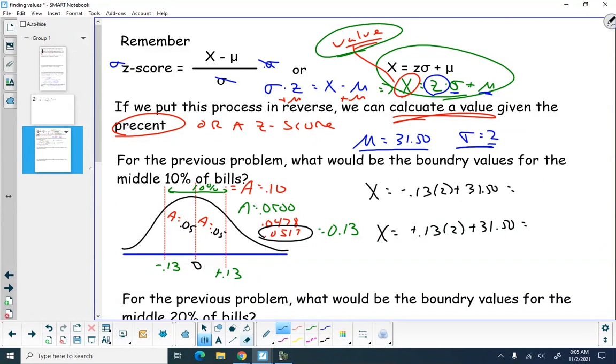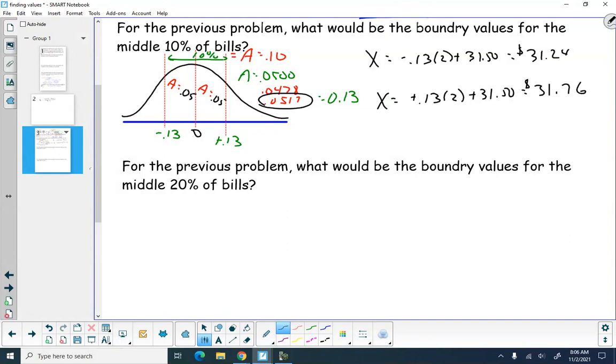Rachel, what do you get for your two values? $31 point what? So the middle 10% of my bills are between $31.24 and $31.76. $31.76 and $31.24.